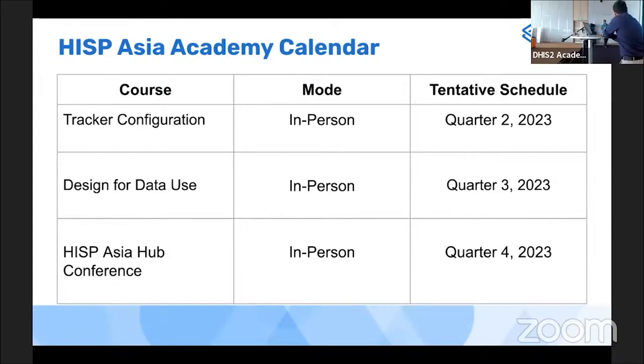And then that was one of the questions: where will be the next HISP Asia Hub conference? We are planning to have it in the fourth quarter of next year, in some of the countries which you have listed out, maybe Maldives or Indonesia or Mars. Mars will be good. We have all the masks and everything. Perfect. Next one.